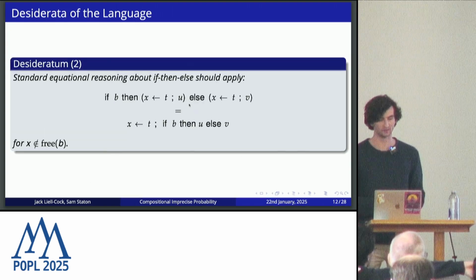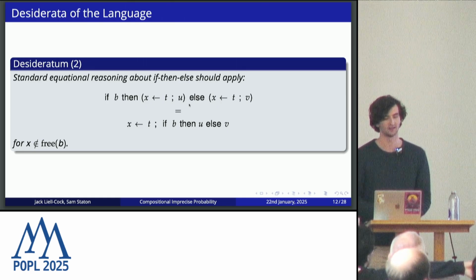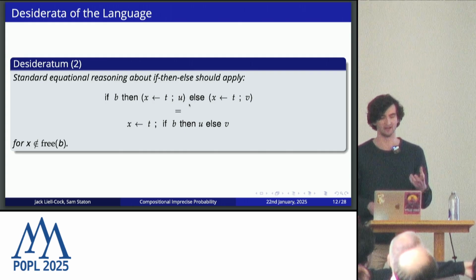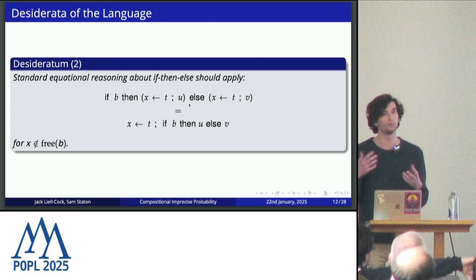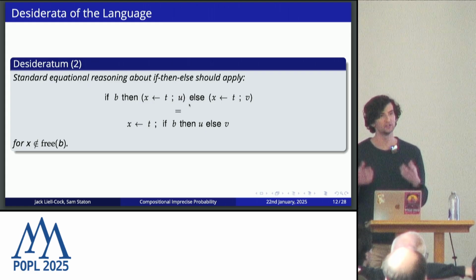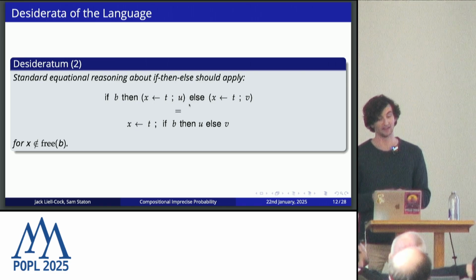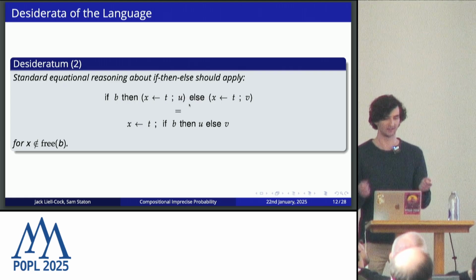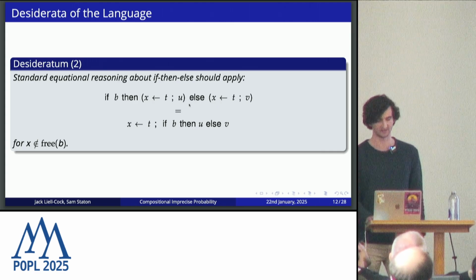And the second piece of desiderata we want is standard equational reasoning about if-then-else statements. So basically, if we do the same let binding in both branches of an if statement, because we're talking about world modeling, so only one of these branches will be executed, we should be able to hoist this let statement out of the if statement so long as it doesn't interact with B, because in both cases, the let statement will only be executed once.